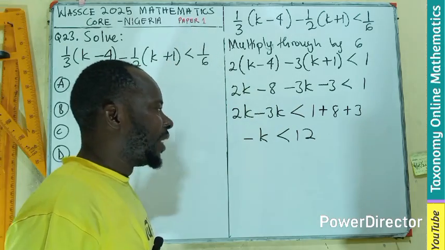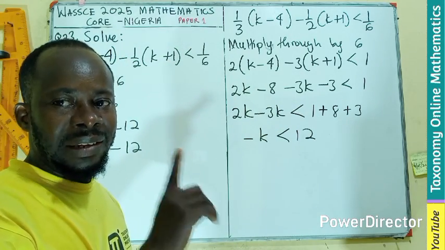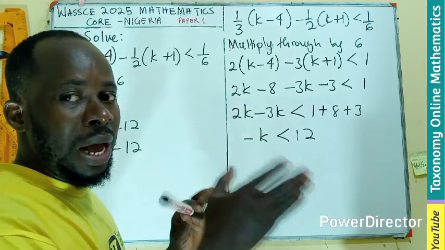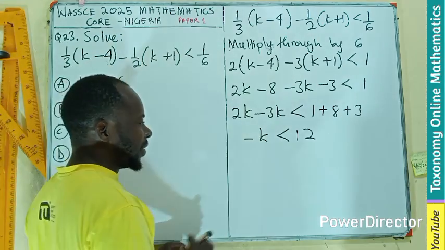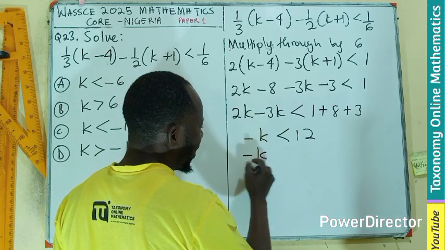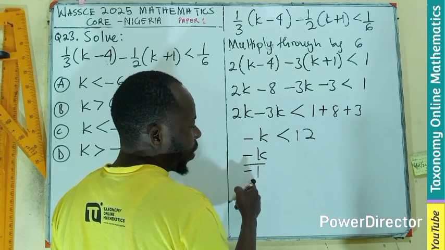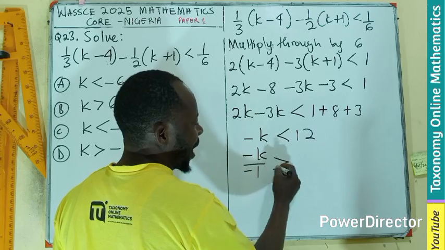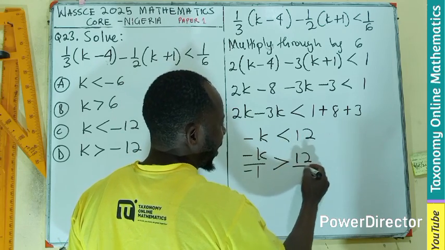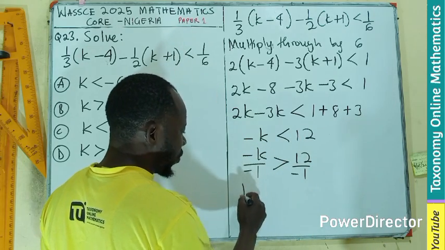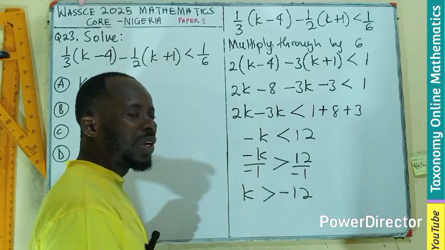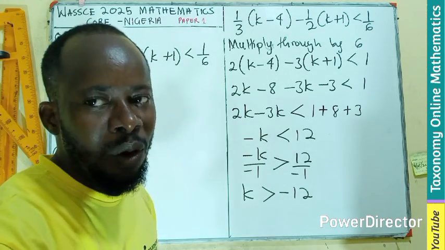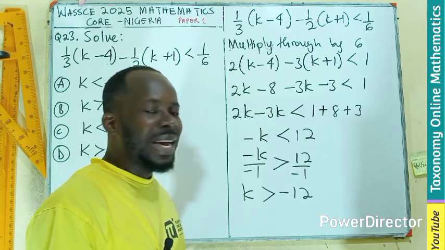But what do we need? We are looking for k as a positive value. So we multiply or divide both sides by negative 1. As we have negative k divided by negative 1, the less than becomes greater than, 12 divided by negative 1. So k becomes greater than negative 12. The sign changes when we multiply or divide by a negative number.